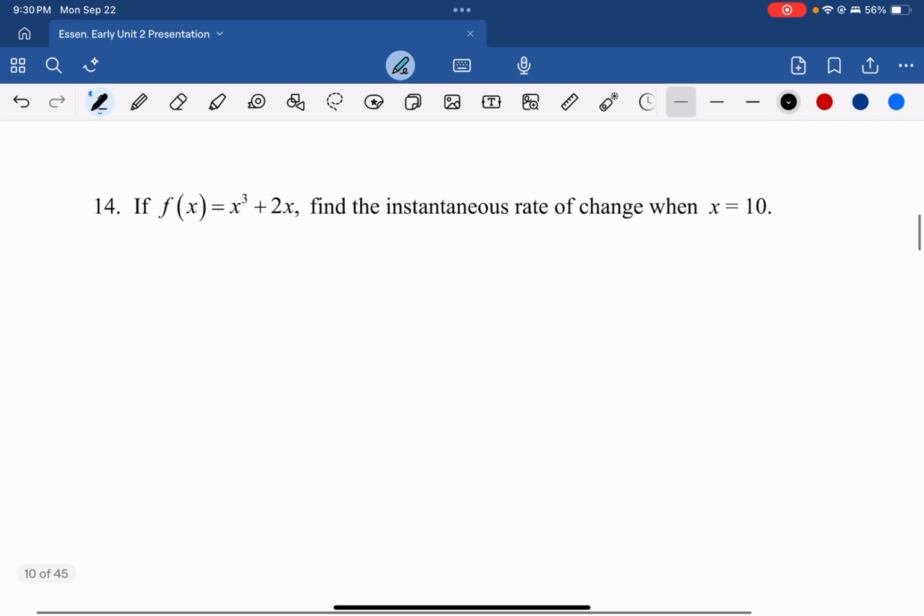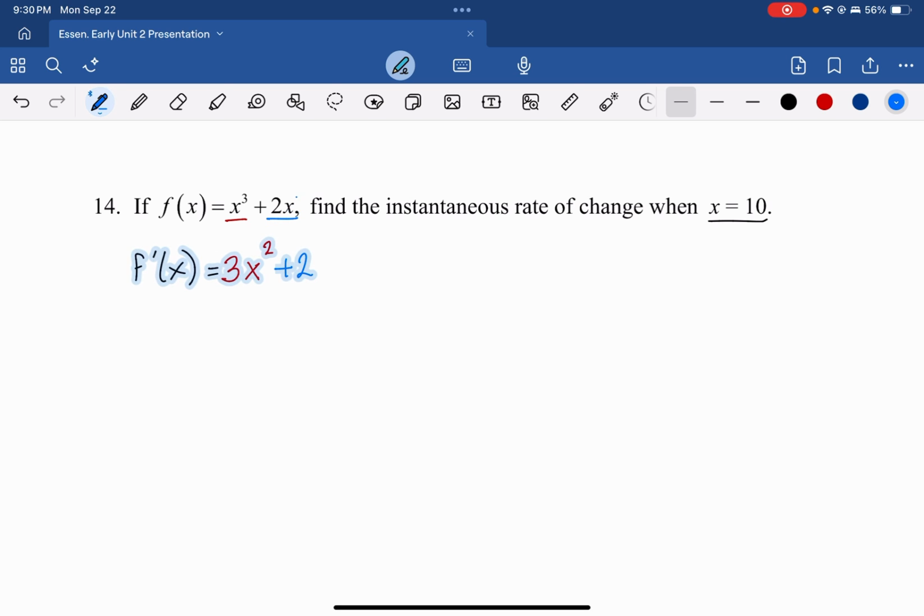Next, number 14, it says, if f of x equals x cubed plus 2x, find the instantaneous rate of change when x equals 10. So 10 is the value we're going to be plugging in. So first, we need to find the derivative of our f of x. So f of x equals x cubed plus 2x. So f prime of x. Okay, so my x cubed, drop the 3, x squared, reduce the power by 1. Okay, my 2x, so plus 2.